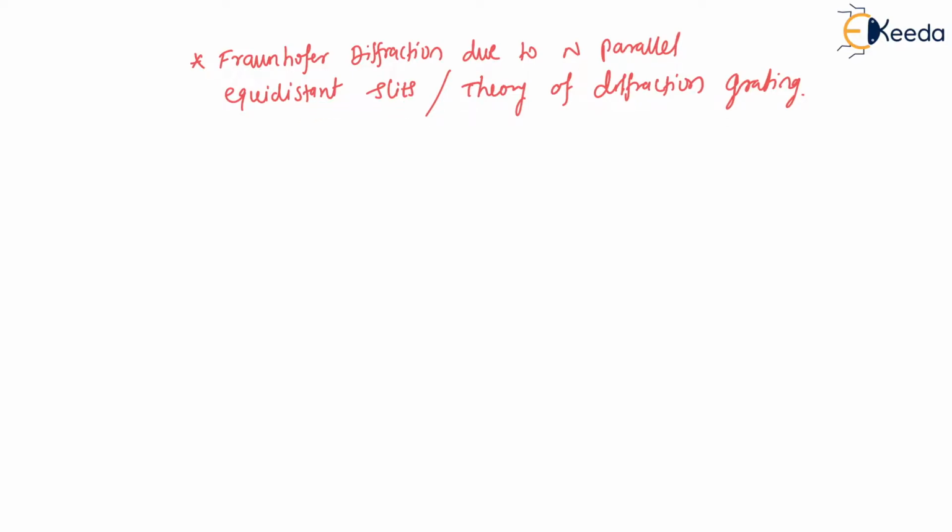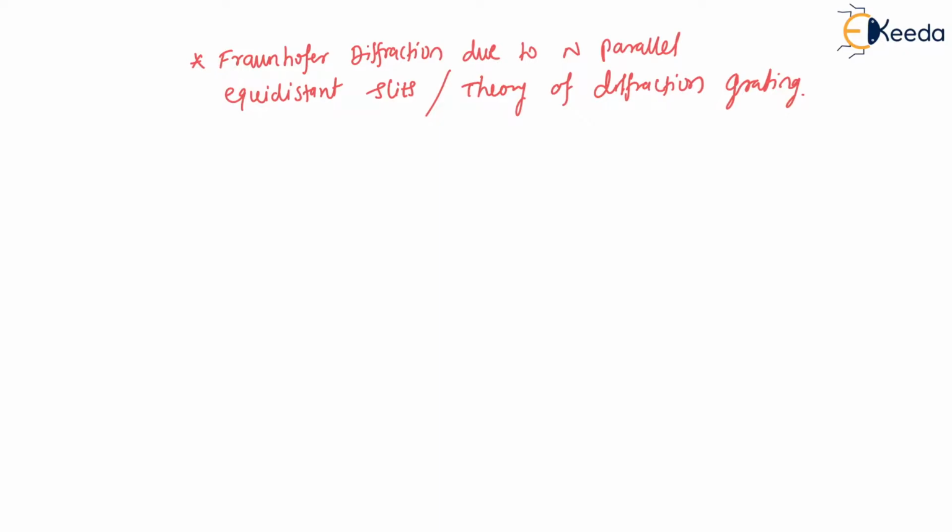Like in previous sessions, first of all, we took Fraunhofer diffraction for single slit, then for double slit, and now we will arrange n number of parallel and equidistant slits. Sometimes we call it the theory of diffraction grating also. Before studying the n number of parallel equidistant slits and its Fraunhofer diffraction, we will first focus on grating.